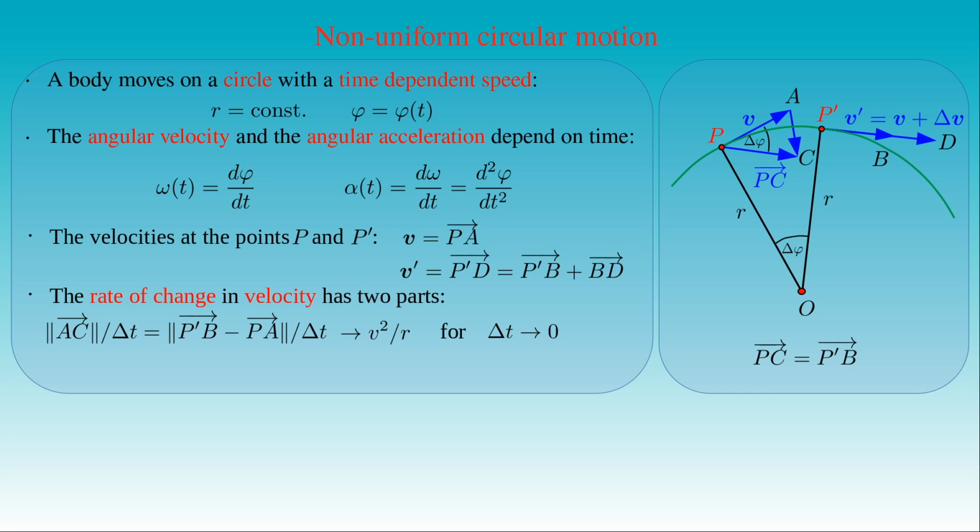The other rate of change of the velocity is measured in the tangential direction, and is given by the length of vector bd divided by delta t. The length of the vector bd is just the magnitude of delta v.